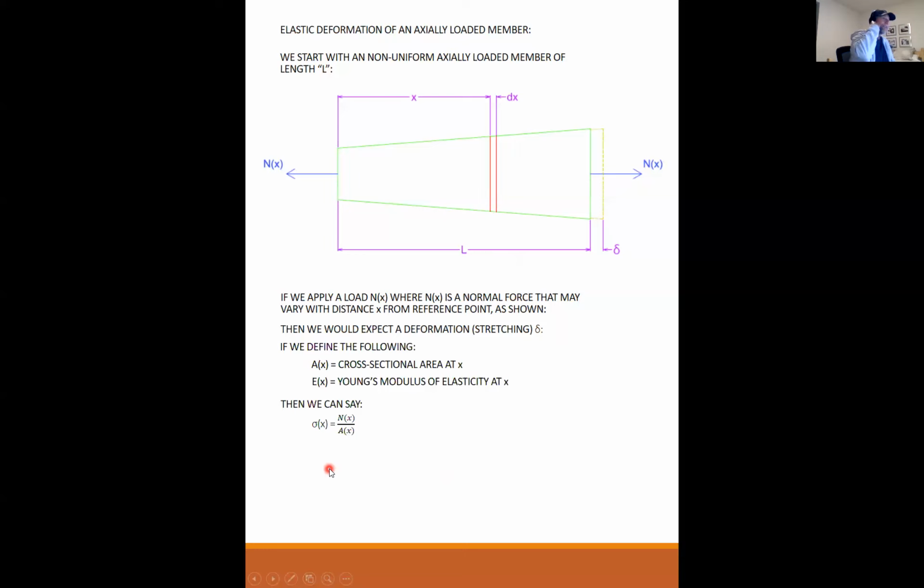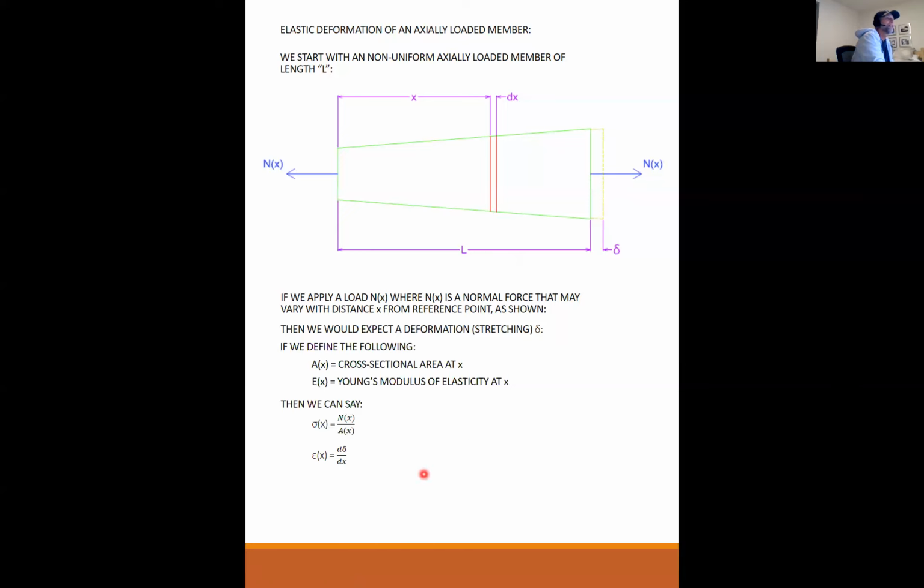If the area varies and the force varies, then we can only find the stress at any given point by knowing where x is and knowing what the force is at x and what the area is at x. Is that making sense? Somebody? Yes. Okay, thank you.